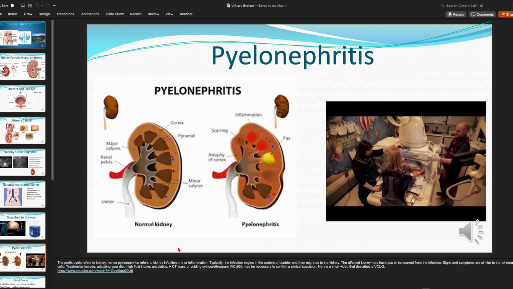Pyelonephritis. Now, from earlier discussions where we talk about the suffix itis, by now you would have known that itis just means inflammation, right? So pyelonephritis, pyelo refers to the kidney, and so an inflammation of the kidney is what's happening here. So you can see the normal kidney over here on the left, and the pyelonephritis kidney over here on the right. There's a short video here you can watch, and the link is also here that talks about that.